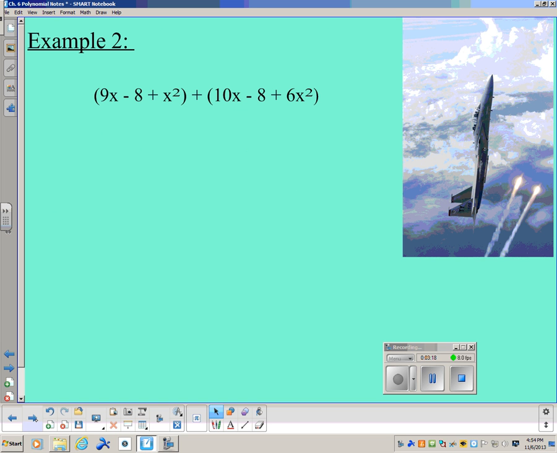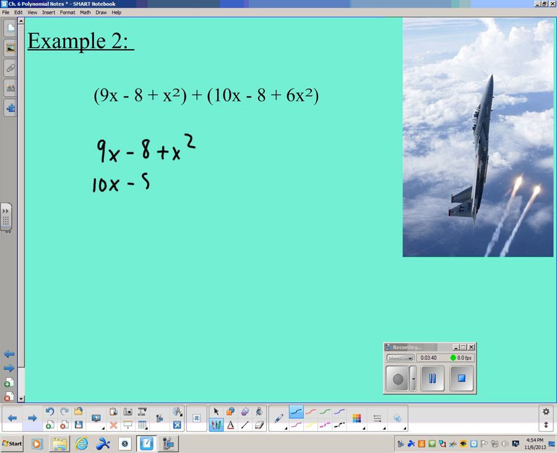We can also use what's called the vertical method. So notice over here you got a jet here going straight up. It's because we're going to use the vertical method now. So vertical method, if you line them up vertically, minus 8 plus x squared. And then underneath it, I'm going to make sure the like terms are right underneath it. Minus 8 plus 6x squared. So vertically, I line them up.